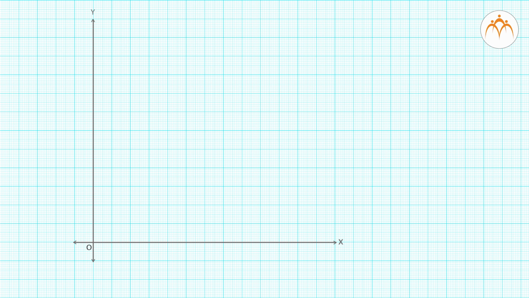Now first let's determine the scale as 1 centimeter equal to 10% on the y-axis. Now on the y-axis, let's mark numbers from 10, 20 to 100 as per the scale. So 10, 20, 30, 40, 50, 60, 70, 80, 90 and 100.